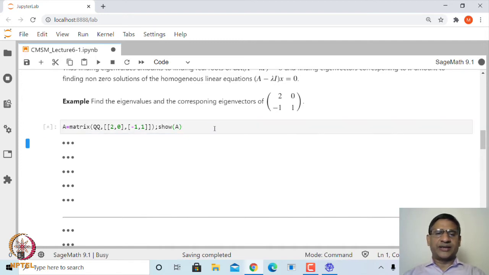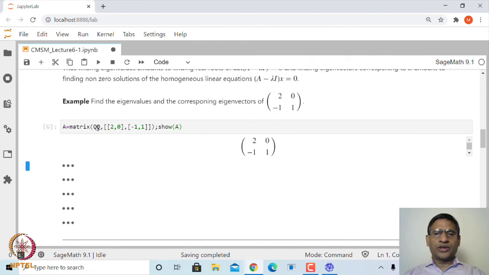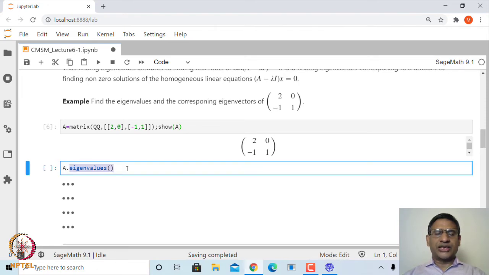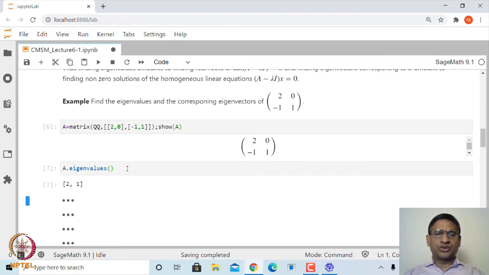So, first let us define A over QQ, and then the eigenvalues of A can be obtained by A dot eigenvalues. A dot eigenvalues gives you the eigenvalues of A. In this case it says that there are two eigenvalues, 2 comma 1, and that is exactly what we observed geometrically, right.